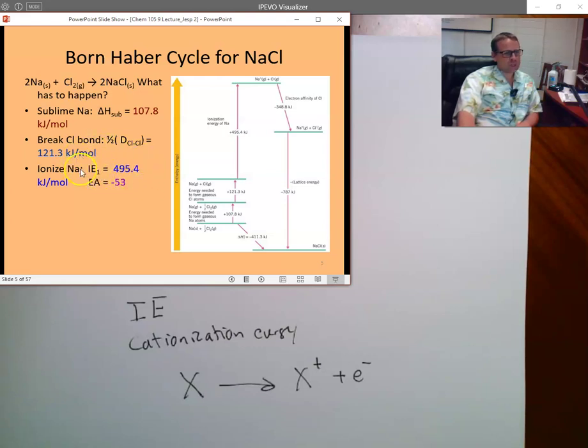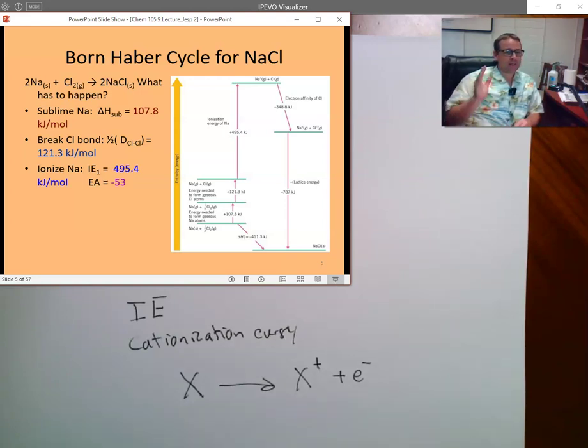Now, did that release or require energy? Chance, did that release or require energy? Require energy. It requires energy. Now, is that just because we're dealing with sodium? Does it require energy to remove an electron from chlorine as well? I would say yes. And the answer is yes. Every element, it always requires energy to remove an electron. Okay?